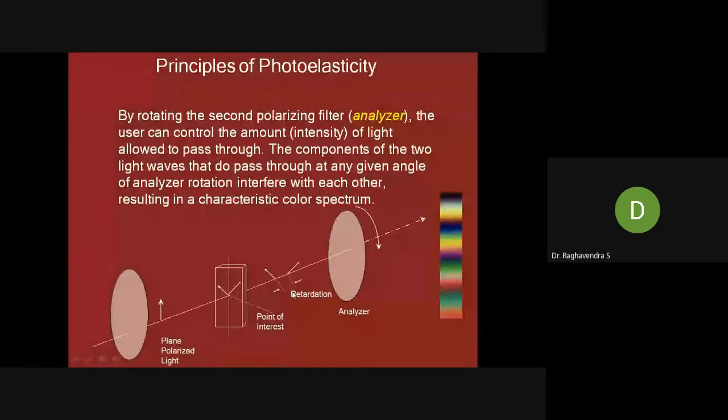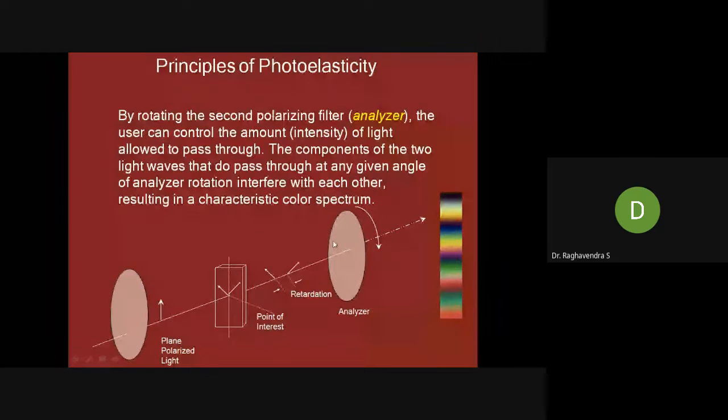You'll find it out. Then one more analyzer you keep. How you keep it depends upon your requirement. If you keep it at 90 degrees, it will block, and you'll get a full dark image like this. If you keep it somewhere less than 90 degrees or greater than 90 degrees, you'll get only that part. See, by rotating the second polarizing filter, this one, the user can control the amount of light allowed to pass through. That's how you make it.